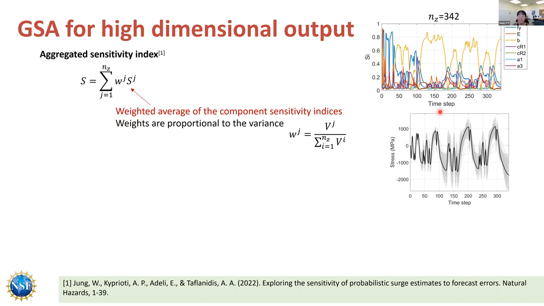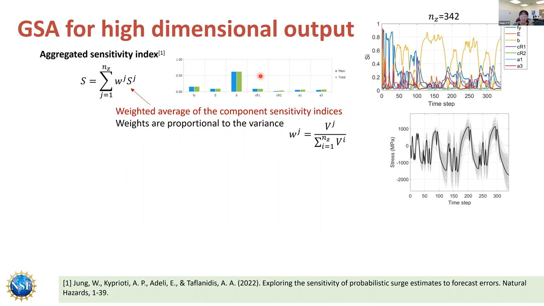If you see this figure, we can see that in different time steps, we have different levels of variance. So if we have higher variance, then we want to weight more in that particular time period. And this is the example result of the problem we had with this material model. So this plot is the aggregated sensitivity index.